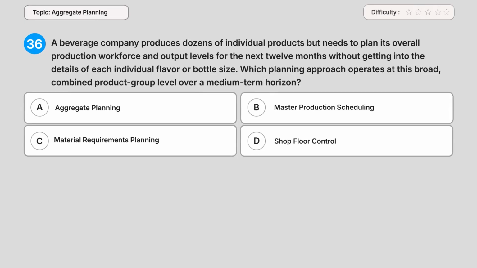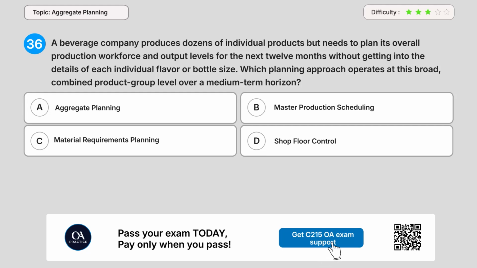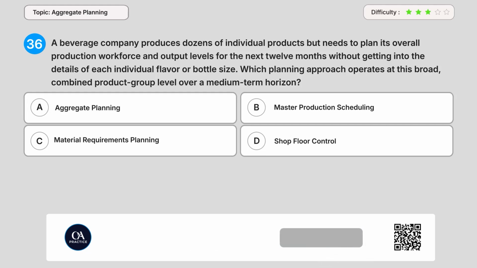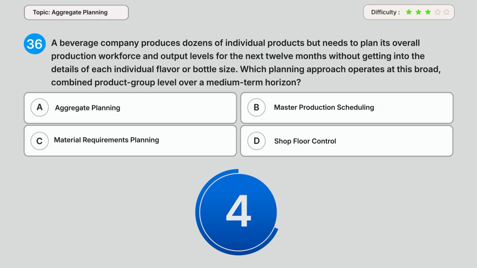36. A beverage company produces dozens of individual products, but needs to plan its overall production workforce and output levels for the next 12 months without getting into the details of each individual flavour or bottle size. Which planning approach operates at this broad combined product group level over a medium-term horizon? A. Aggregate planning. B. Master production scheduling. C. Material requirements planning. D. Shop floor control. Can you guess the answer?